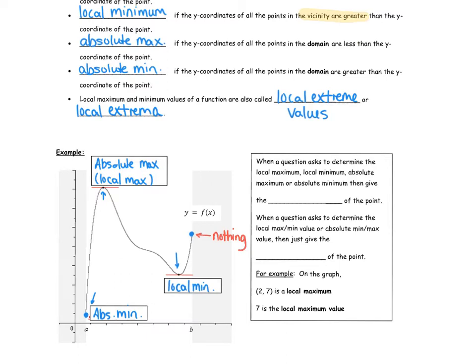Okay? And just one other thing that we want to double check, I need you to read this box over here. When a question asks to determine the local max and local minimum, absolute max or absolute minimum, then really what it's asking for is the whole point. So we want to report the coordinates of the point, both the x and y value. But when a question asks to determine the local max min value or the absolute max or min value, then we're really just talking about the y value of that particular coordinate or point. Okay, so that's important to note when we look at questions.